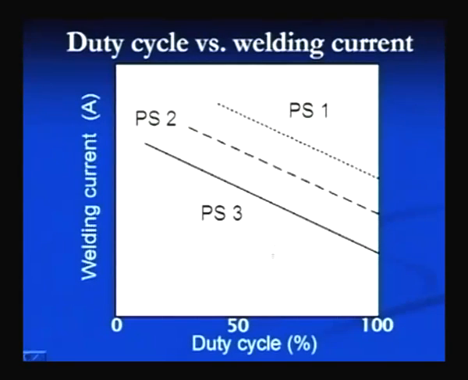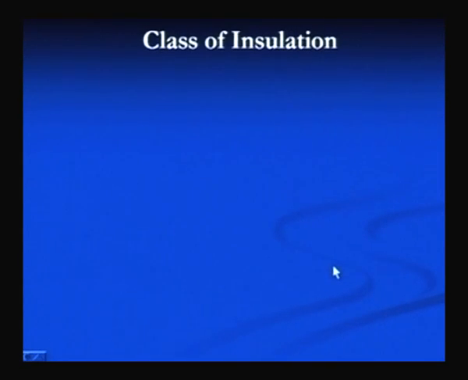So, in general, for a given duty cycle, the power source may allow a higher or a lower level of welding current depending upon the things which have been used in the construction of the welding power source. In general, the welding current which can be drawn from the power source decreases with the increase in duty cycle. The class of insulation determines to a great extent the ability of the cables and the coils used in the power sources to withstand high temperature.